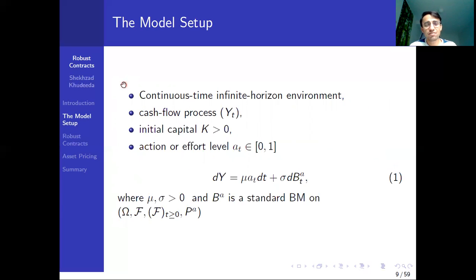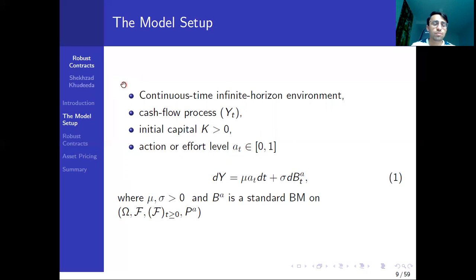First, we consider an infinite horizon environment and an agent with a project that can generate a cumulative cash flow process Y_t. The agent has the initial capital that generates the cash flow process, but he doesn't have the financing. He needs financial support from outside, let's say from an investor or the principal.